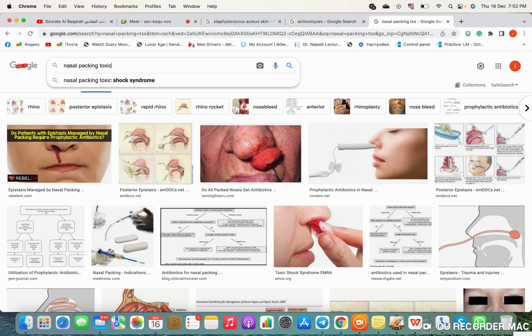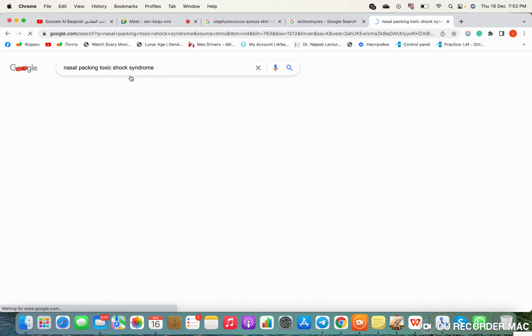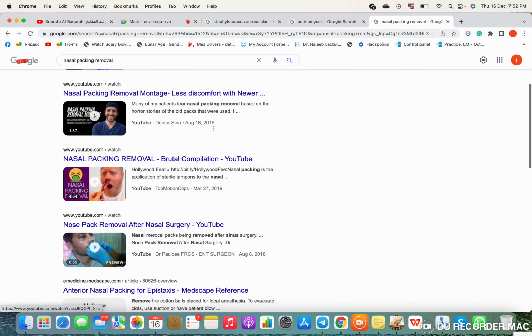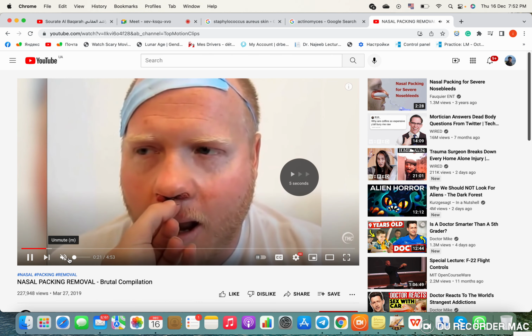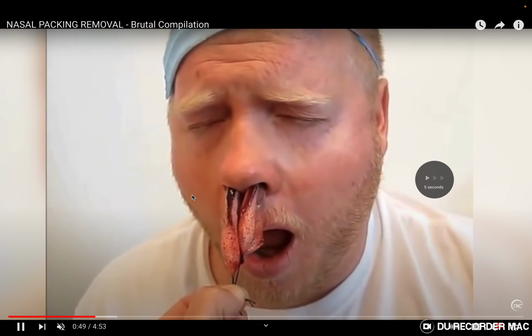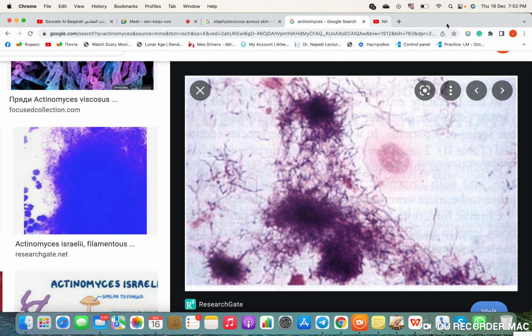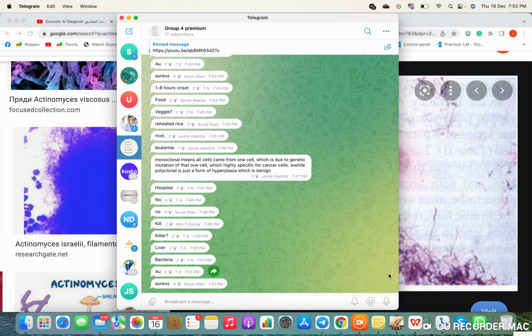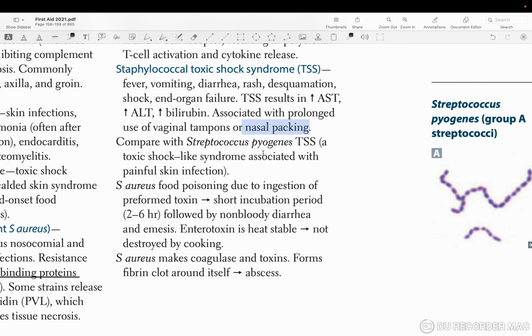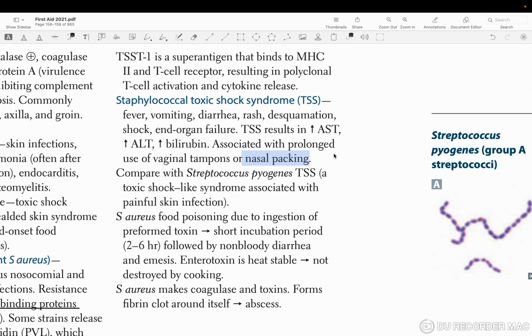So it can lead to toxic shock syndrome. You can just take a quick look at how big this structure is. This is the nasal backing. If you don't remove it early, oh yeah, this is normal, it's big, I know. Having nightmares. If it stays inside for a really long time, it can lead to colonization with Staph aureus, which can lead to toxic shock syndrome. Compare it to Strep pyogenes, which also can lead to toxic shock syndrome. Toxic shock-like syndrome, which is caused by Strep pyogenes, is associated with painful skin infection.